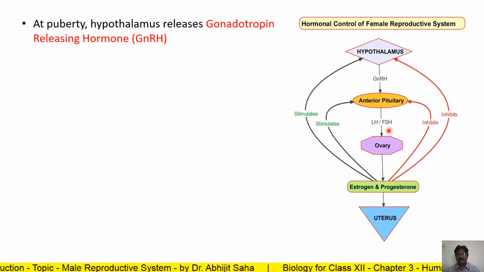Finally, we come to the hormonal control. By this time, we have come across several hormones. They play an important role in the female reproductive system. Let us again discuss what those hormones are and what role they play.